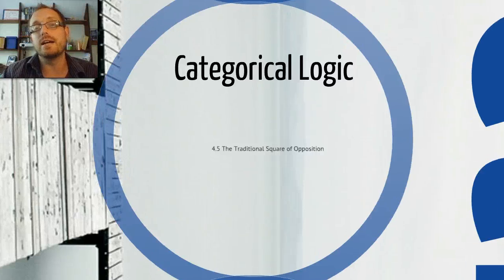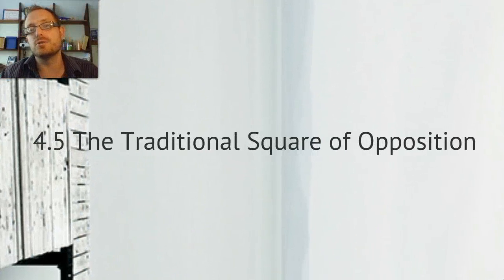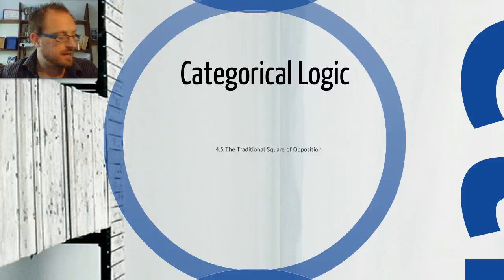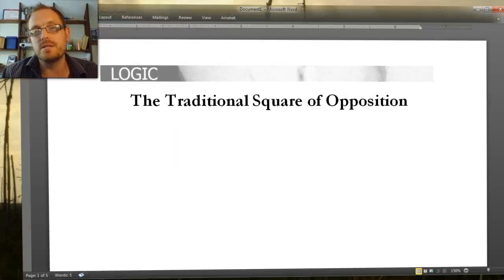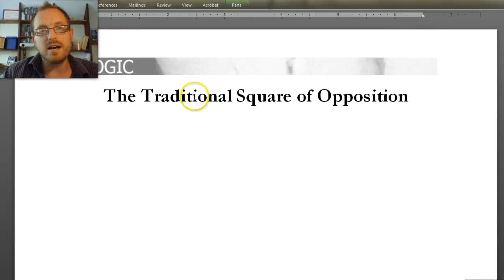Today we're taking a look at categorical logic, and we'll be discussing the traditional square of opposition and how to use the traditional square of opposition to test immediate inferences. It'll become important, especially later on when we look at categorical syllogisms.